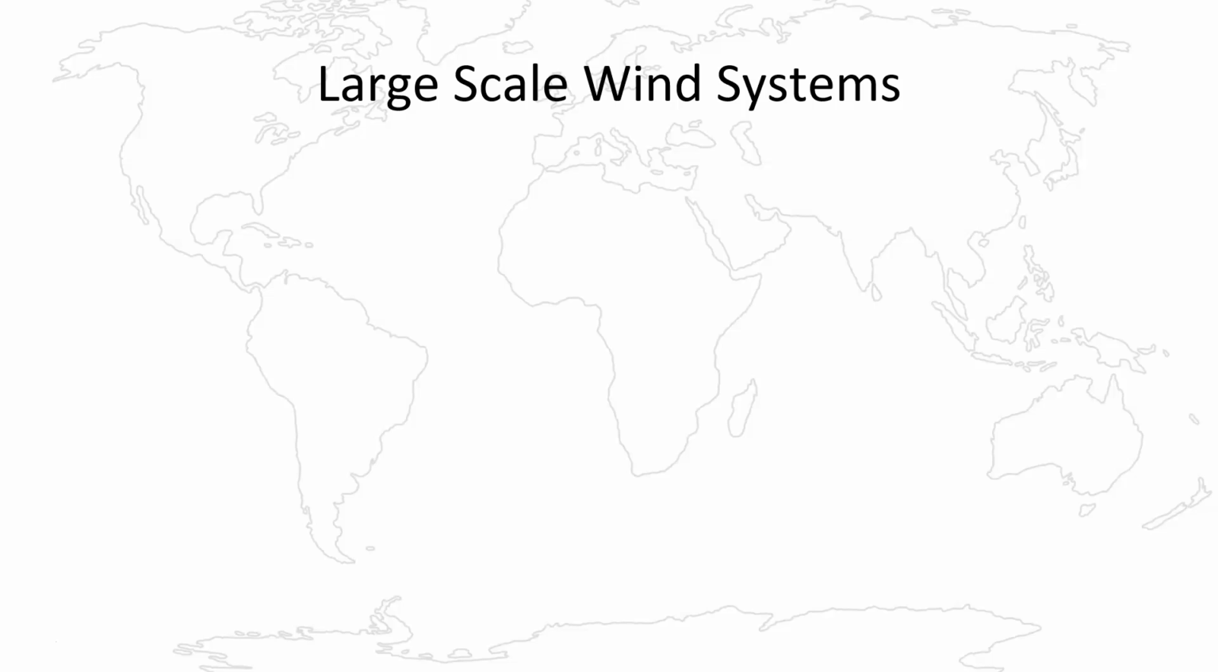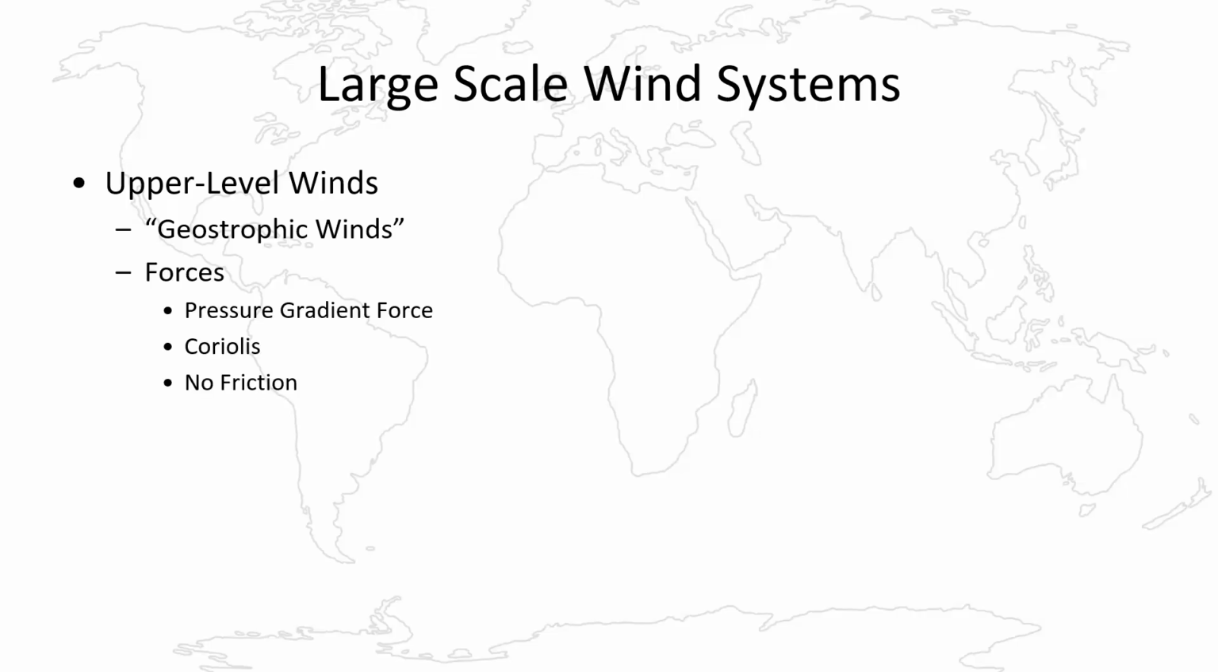When it comes to large-scale wind systems, there are two types: those that are in the upper levels and those that are at the surface. Let's start with the upper level ones. Upper level large-scale wind systems are called geostrophic winds. With geostrophic winds, there are two forces involved: pressure gradient force, because if you have a wind, you have to have a pressure gradient; Coriolis, because we're talking about winds that travel a great distance, so the rotation of the Earth matters. But in this case, there's no friction.